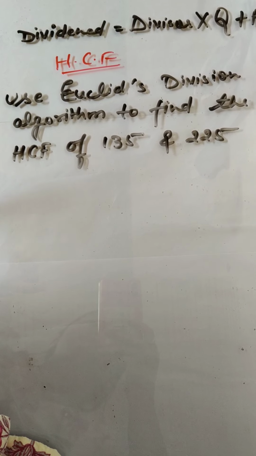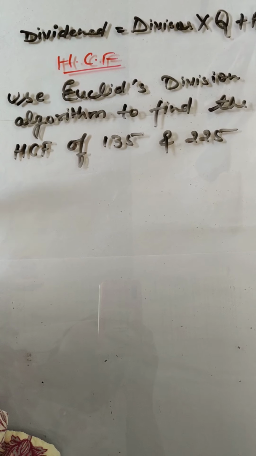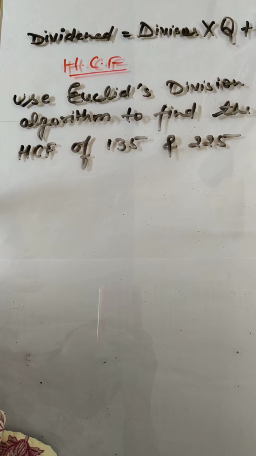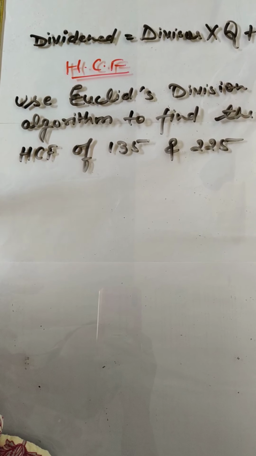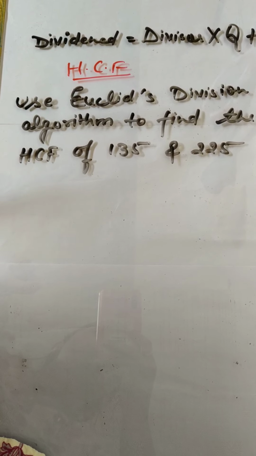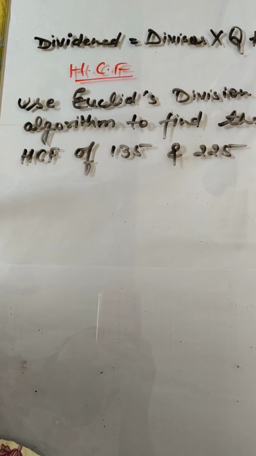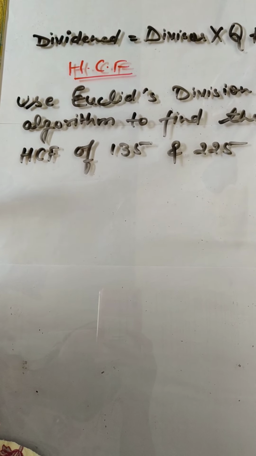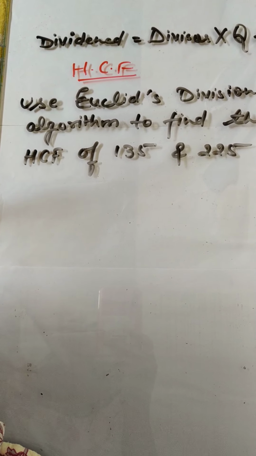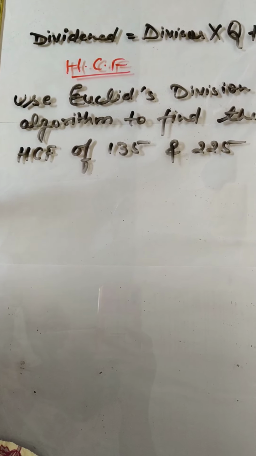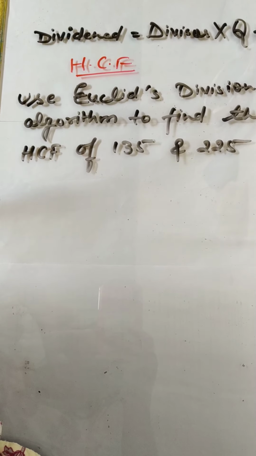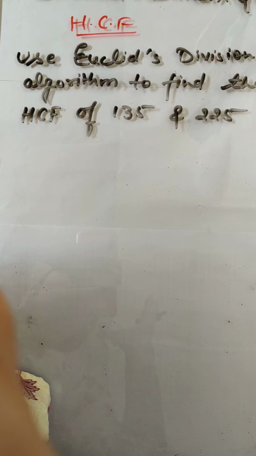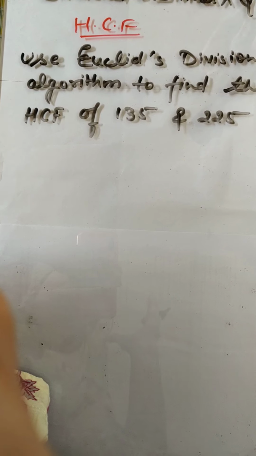Here we take one question. Use Euclid's division algorithm to find the HCF of 135 and 225. In 135 and 225, we first check which is the smaller number. We know the smaller number is 135. So our divisor is 135 now, and 225 is our dividend. That means our smallest number will become our divisor.